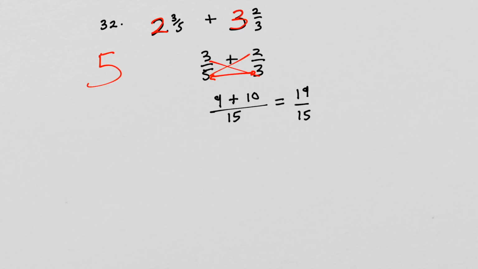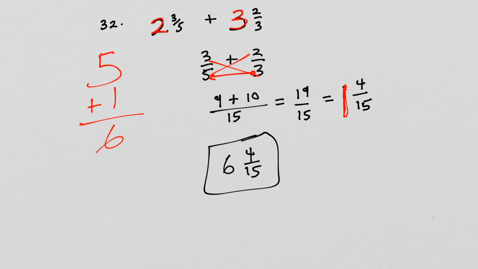We can change the improper fraction to a mixed number. 19 divided by 15 will give us 1 remainder 4. We can add the 1 to the whole numbers. 5 plus 1 is 6. So our final answer is 6 whole number 4 over 15. Please check out our free video on fractions to master it.